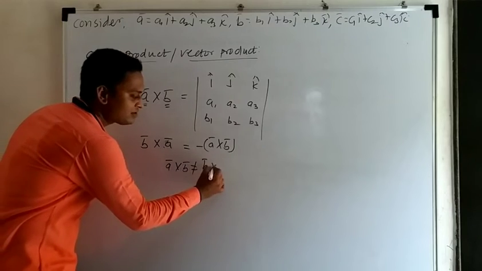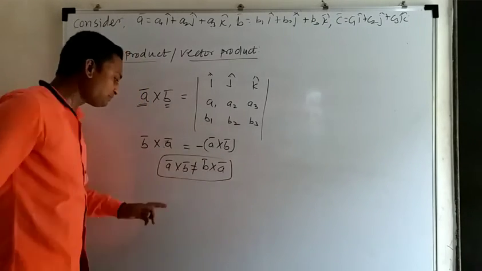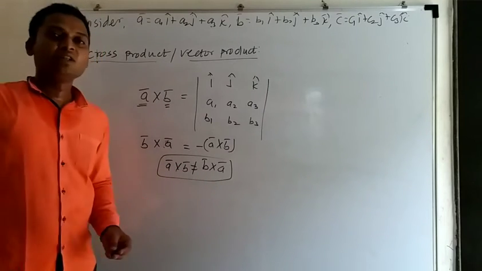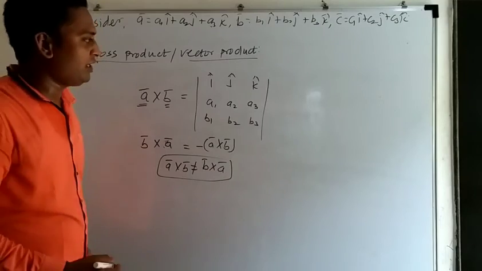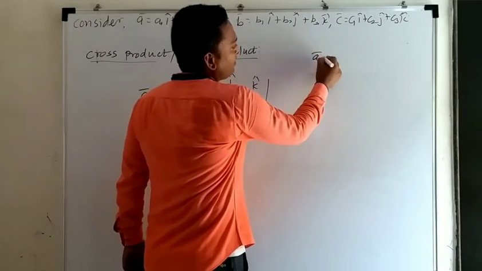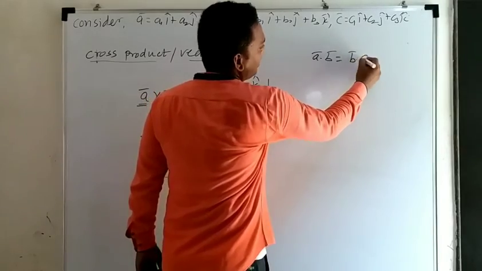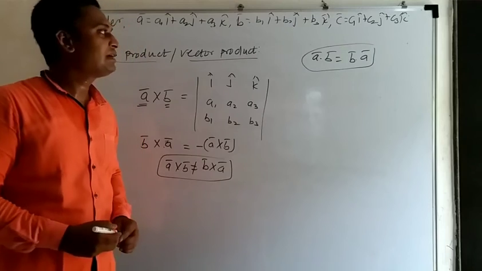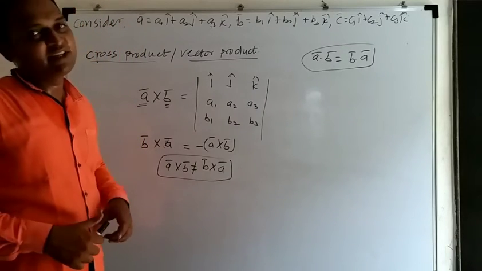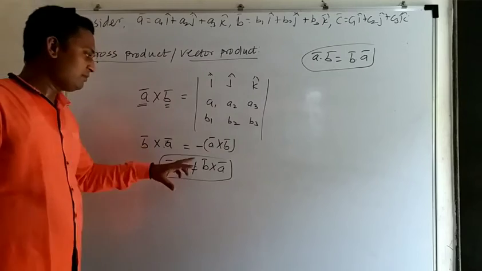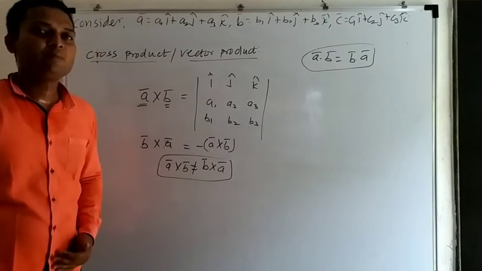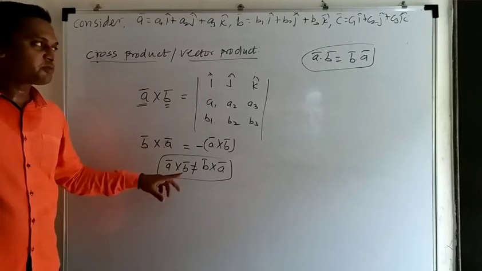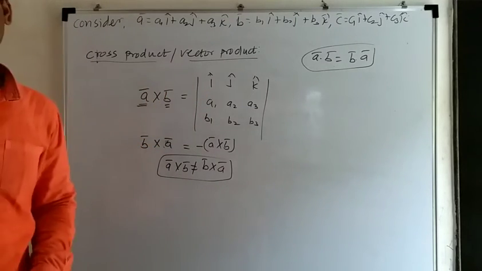We can derive this using properties of determinants, and it tells us that A bar cross B bar is not the same as B bar cross A bar. For the cross product this equality doesn't hold, which means the cross product is not commutative. But for the dot product it holds, meaning the dot product is commutative. It doesn't matter in which order you calculate A bar dot B bar or B bar dot A bar, you will get the same scalar value. But here the value changes by sign, therefore the cross product is non-commutative. So this is one property of the cross product and dot product: commutativity.